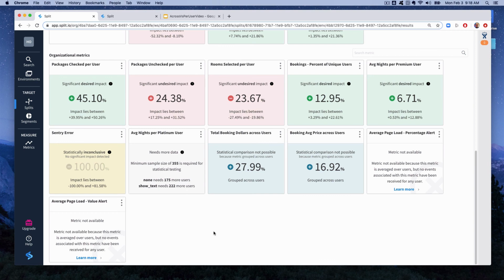I will say with that caveat, for your key metrics for a split, those obviously should always be something where you're measuring per user or per experimental unit, so that you can make that conclusion to a statistical certainty. So that's the why and wherefore of across metrics.